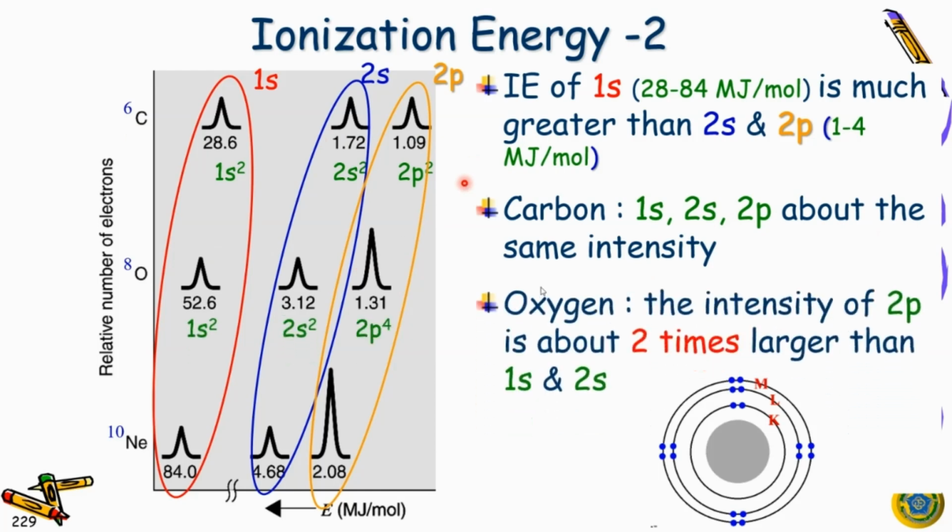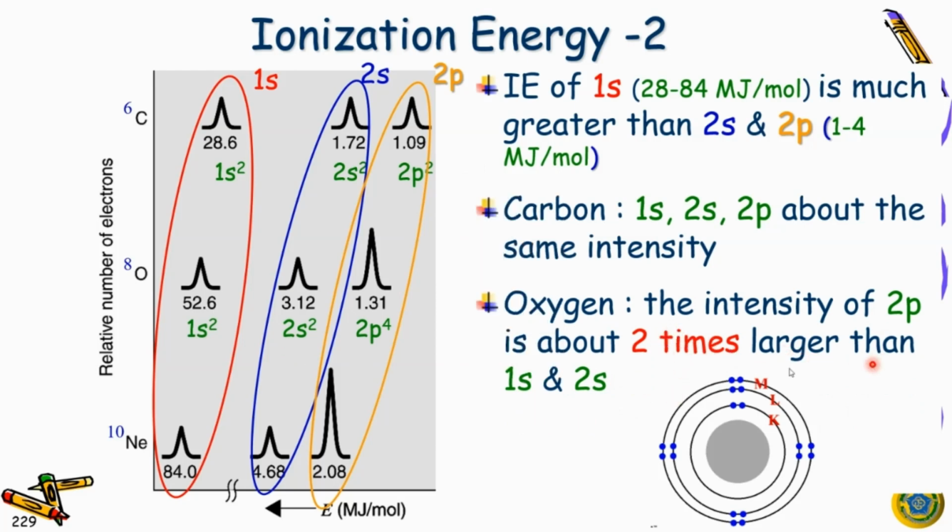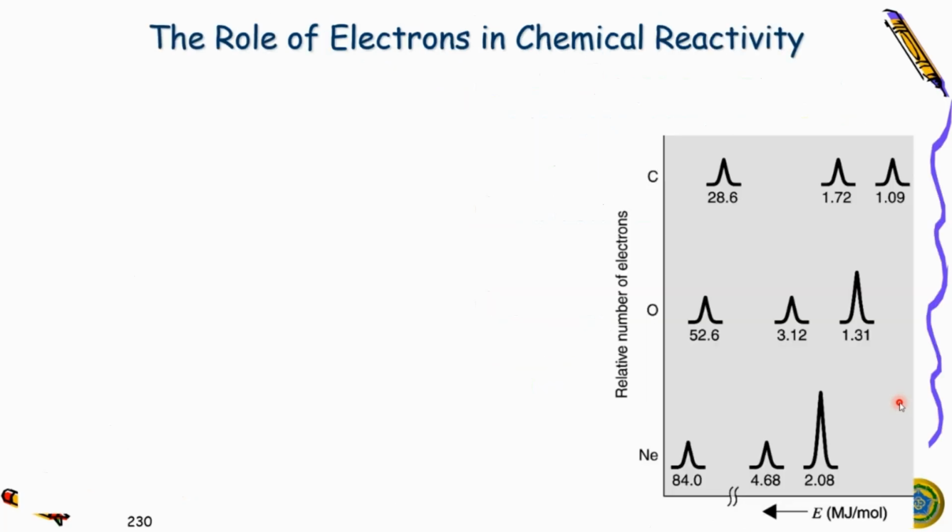And then oxygen, the intensity of 2p is about 2 times greater than the 1s and 2s. No problem, right? And this is triple. Right, so the important thing we want to know is the role of the electrons in chemical reactivity.